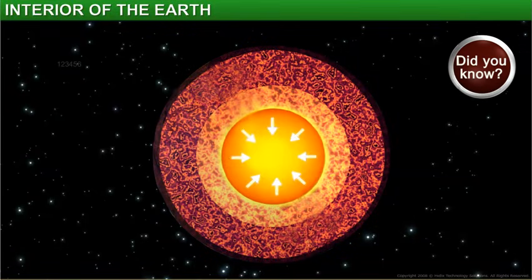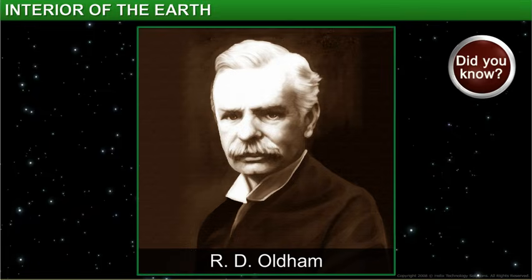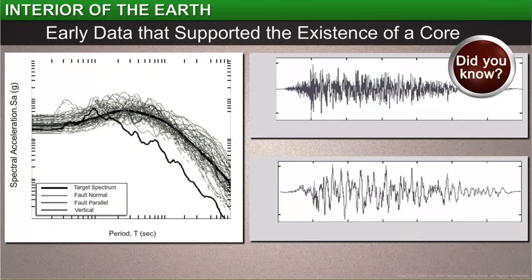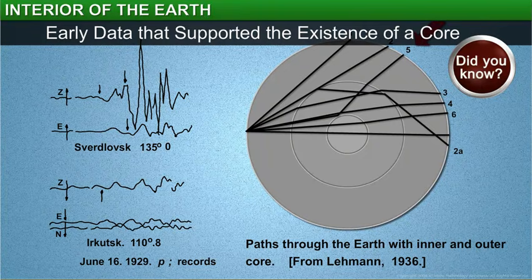Did you know? The core as a structural element of the Earth was discovered in 1906 by R.D. Oldham. During his study of earthquake records, it was the first such internal structural element of the Earth to be identified.